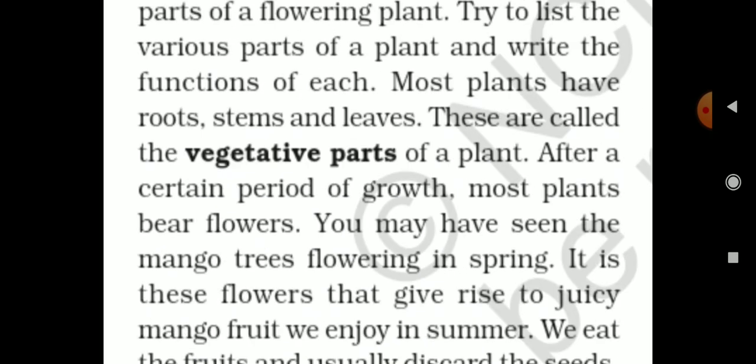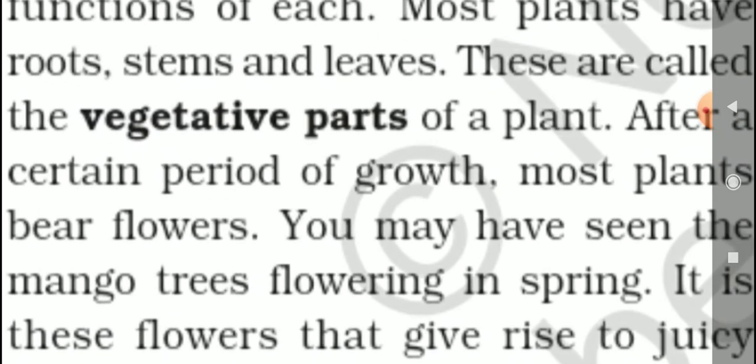Next, parts of a flowering plant. Try to list the various parts of a plant and write the functions of each. Okay, most plants have roots. The plants have mainly 2 parts: vegetative parts and reproductive parts. Which one is the vegetative parts? Most plants have roots, stems and leaves.